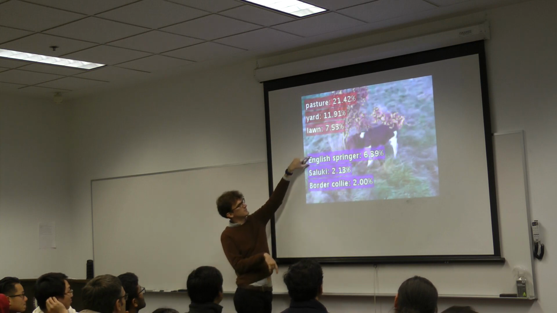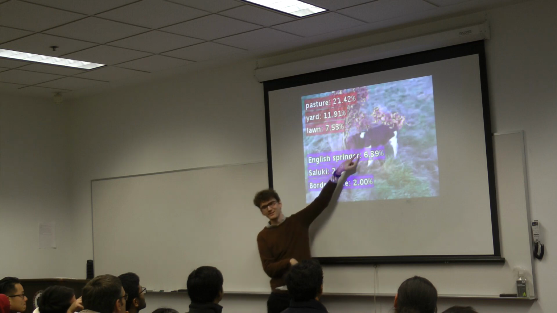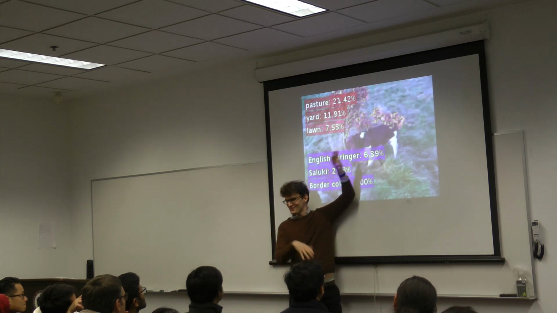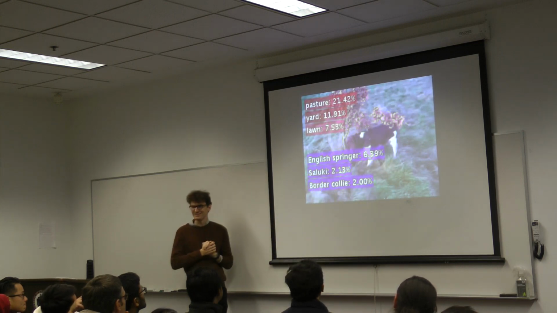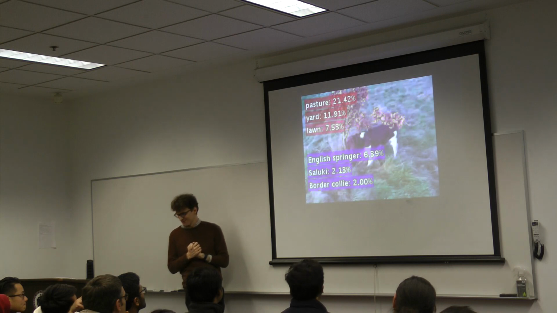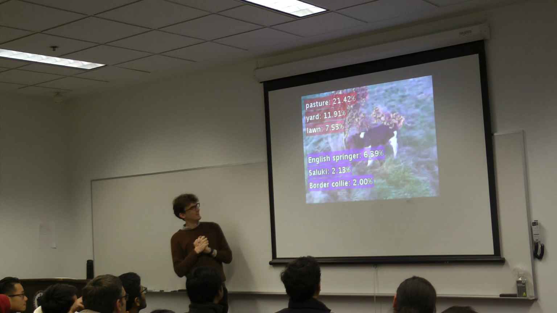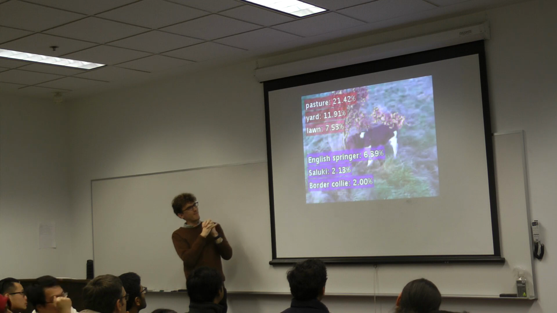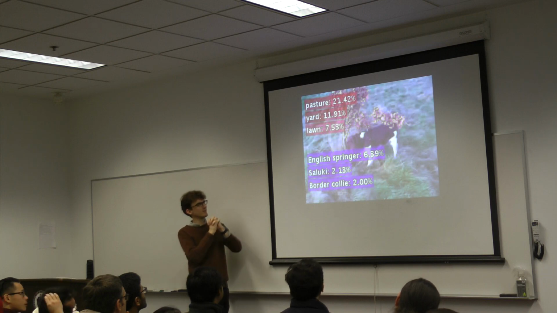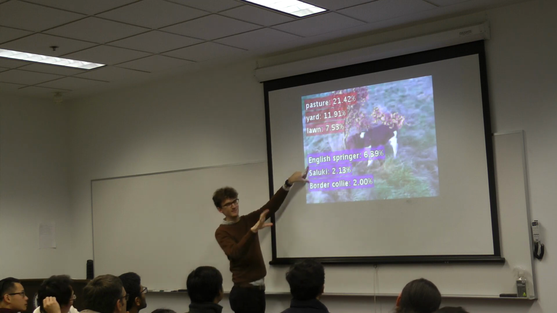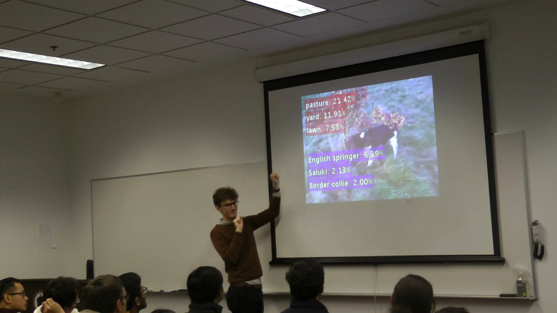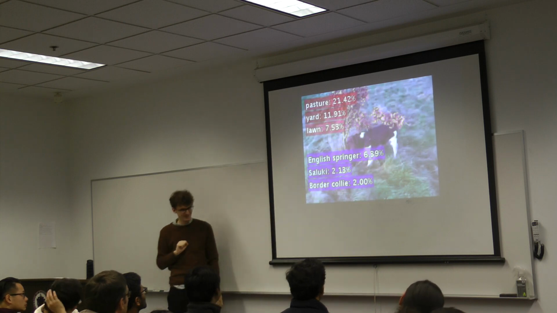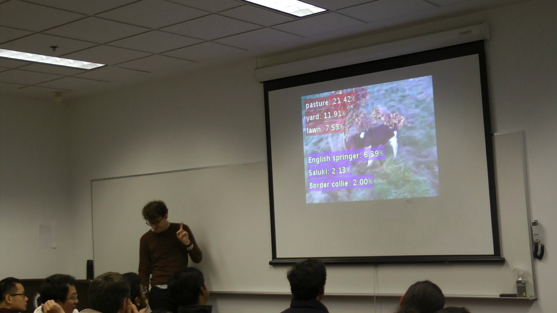If you Google English Springer, it looks a little bit like this dog. I don't know if it's possible to recognize dog breed from their bark. It seems like it might be, but I'm not claiming that. How many different dogs were there in there? There are quite a lot. This is ImageNet. ImageNet has 50 different dog categories.